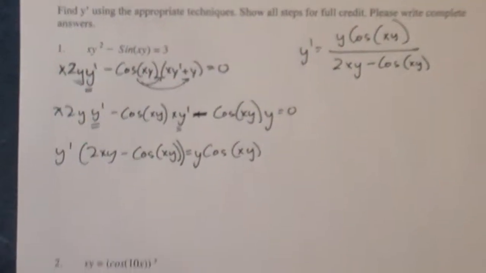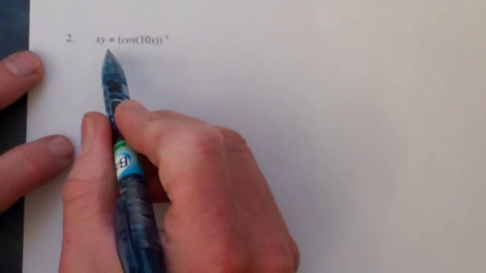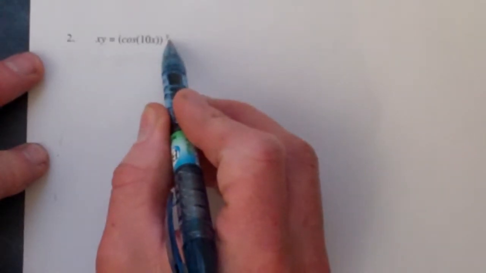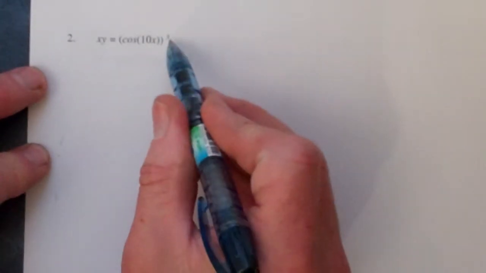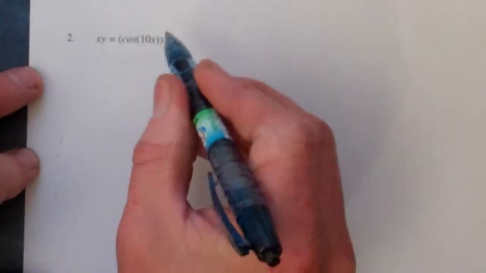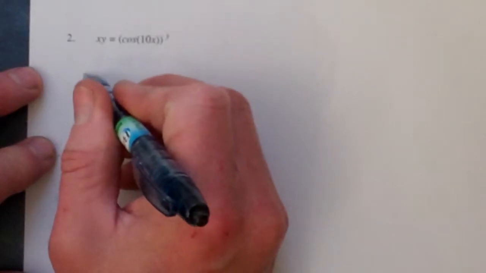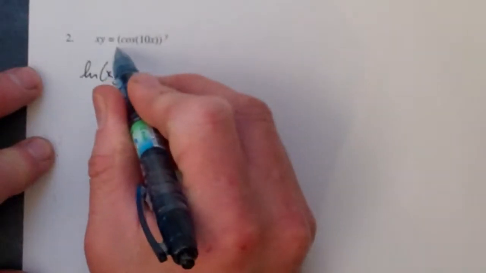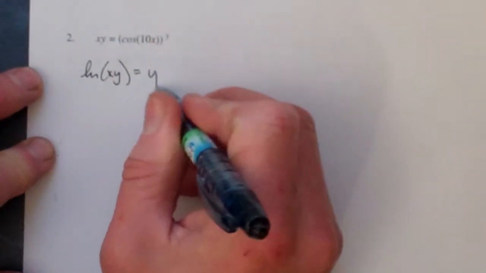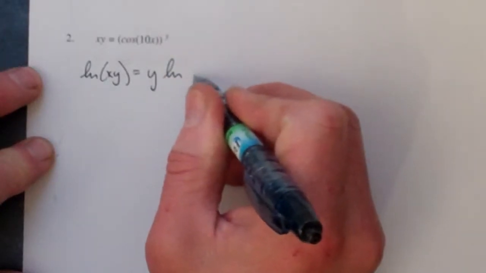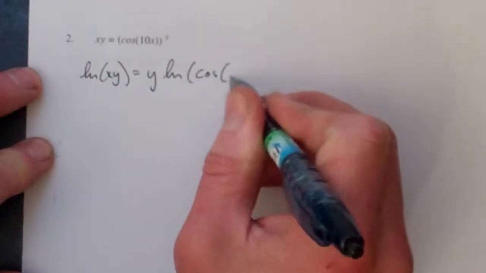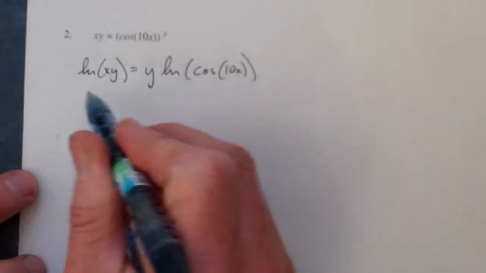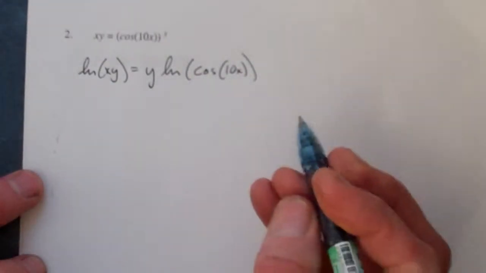Then down here, I've got sort of a chain rule, implicit thing going on, and it's to an exponent. So when you see an unknown in the exponent, it makes a lot of sense to then take the logarithm of both sides. So if I've got ln of xy is equal to, if I take the ln of this, I can bring the y out front. Again, I'm just trying to save time. y ln of cosine of 10x. Okay? Now we've gotten this into a form that we can take the derivative of and use only the product rule. Makes it a little bit easier.